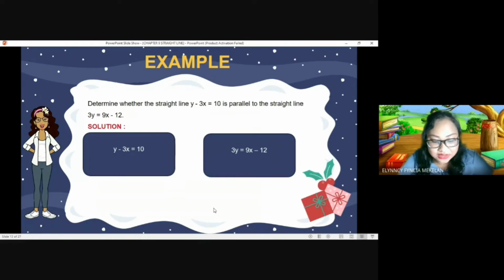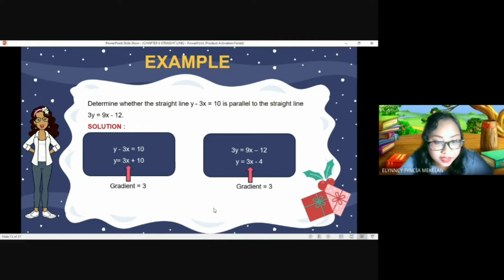The question is: determine whether the straight line y minus 3x equal to 10 is parallel to the straight line 3y equal to 9x minus 12. Based on the steps we just learned earlier, the first step that we need to do is rearrange the equation in the form of y equal to mx plus c. The next step is we need to determine the value of gradient.